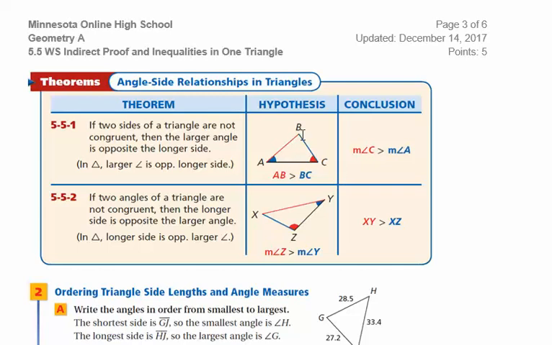In this side we have AB is given as longer than BC. So therefore the angles opposite are larger. They line up with each other. In the next one here we have, if two angles of a triangle are not congruent, then the longer side is opposite the larger angle. So it works both ways. The larger angle is opposite the larger side, and the larger side is opposite the larger angle.